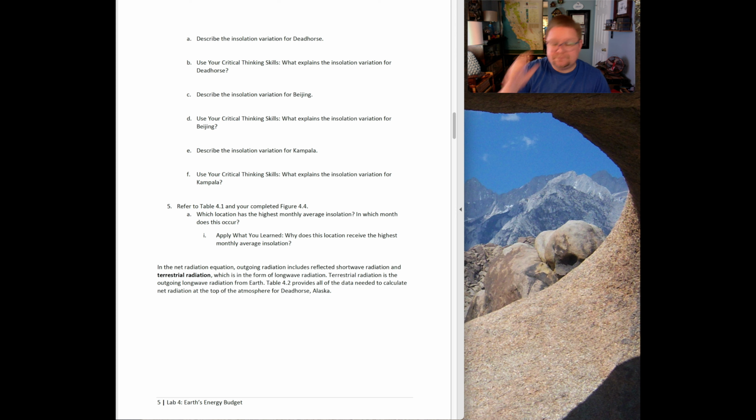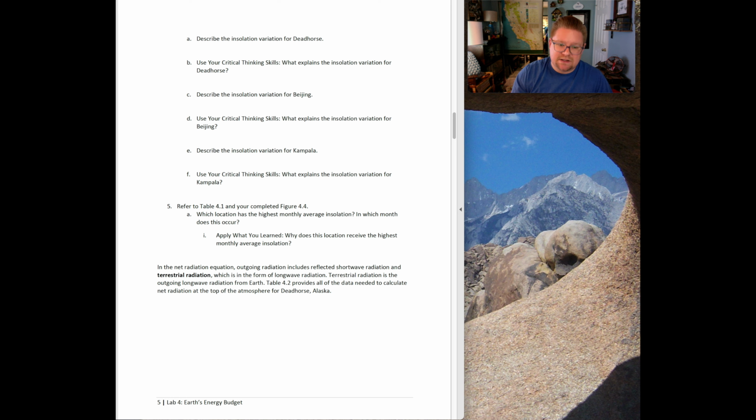Moving down here, we will then answer questions based off of your findings, based off of your drawings. So make sure that you do those in different colors. It makes it easier for us to be able to grade it, but also allows you to really see the differences and how different locations or latitudes will receive varying amounts of radiation throughout the course of a year. So you'll see there's a lot of relationships between what we're observing in Lab 4 and what we learned earlier in Lab 3.